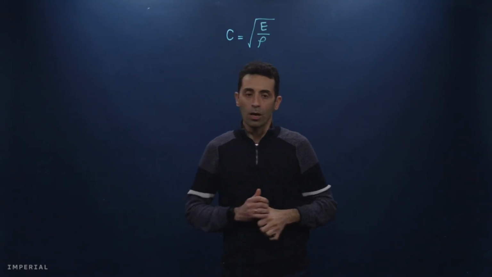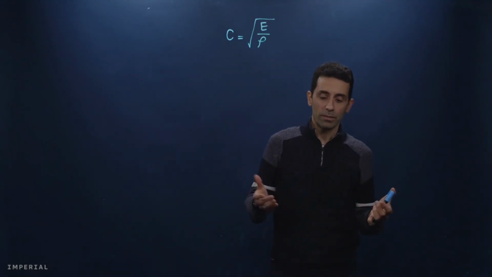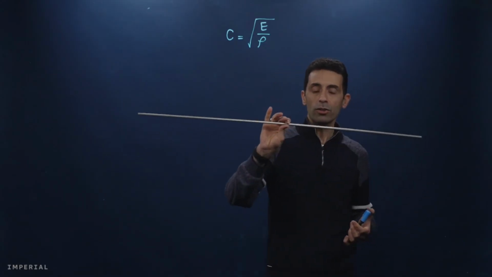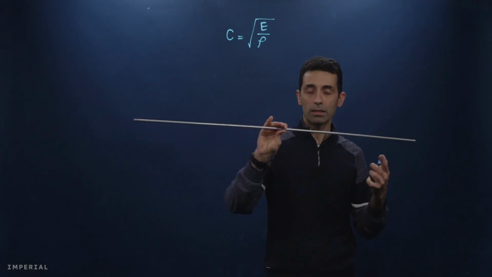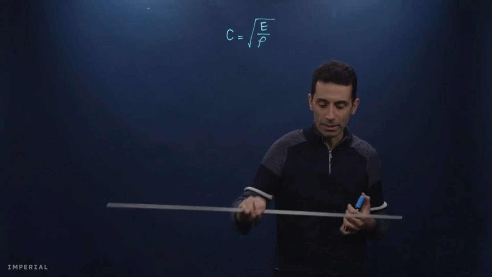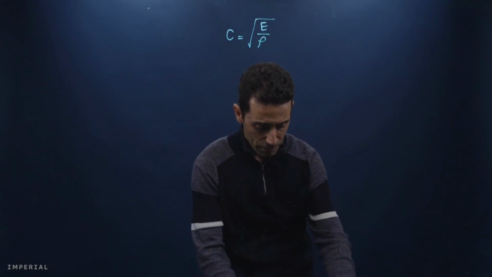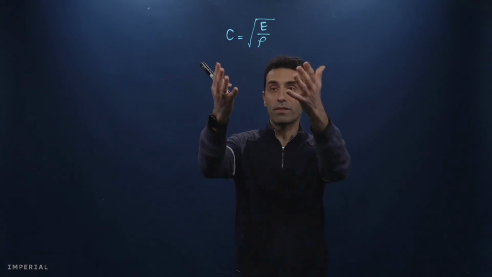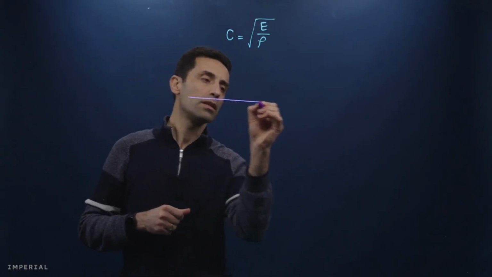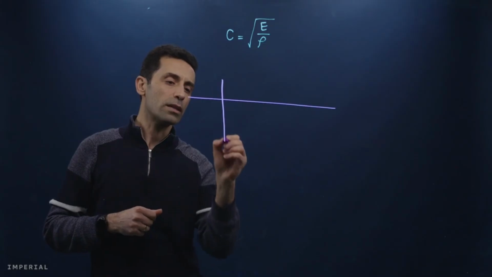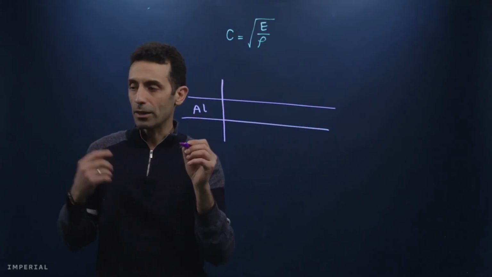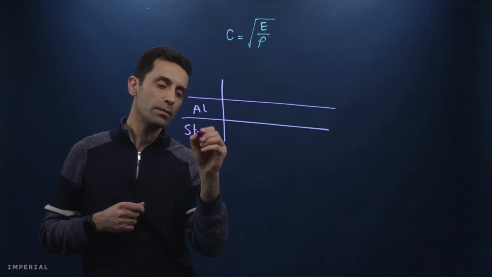Well, a question. This rod is made of aluminium. Do you think if it was made of steel, the speed of sound would have been higher or lower? Well, we can calculate the values and look at that difference by using this equation. So if I consider two materials here, one is aluminium and another one is steel.